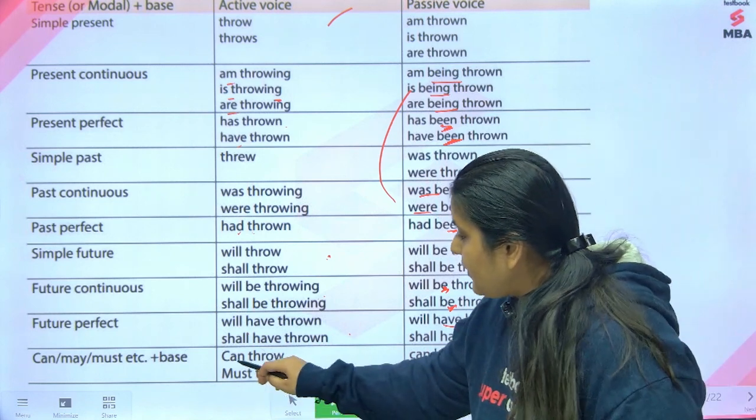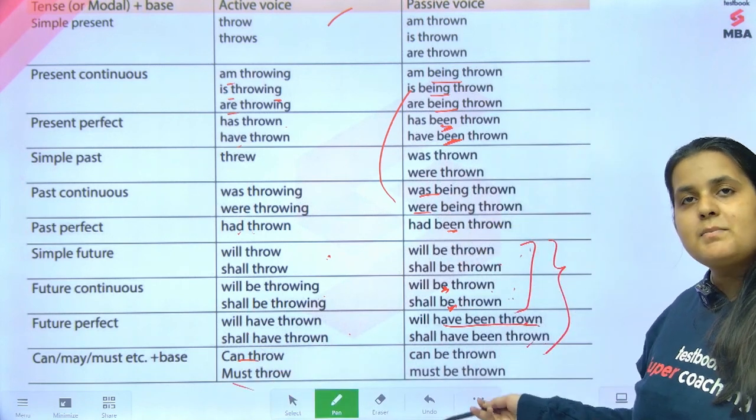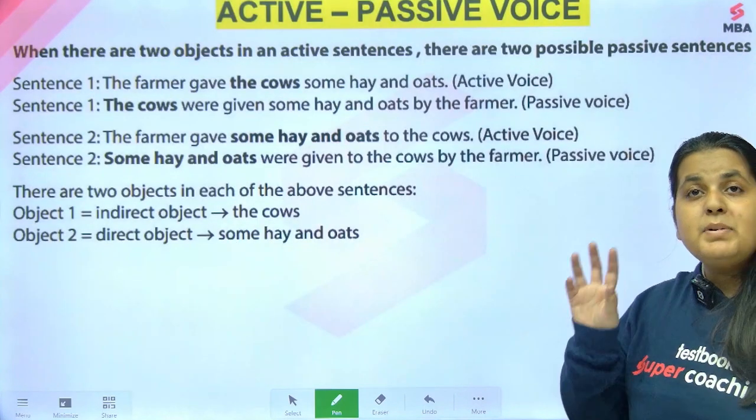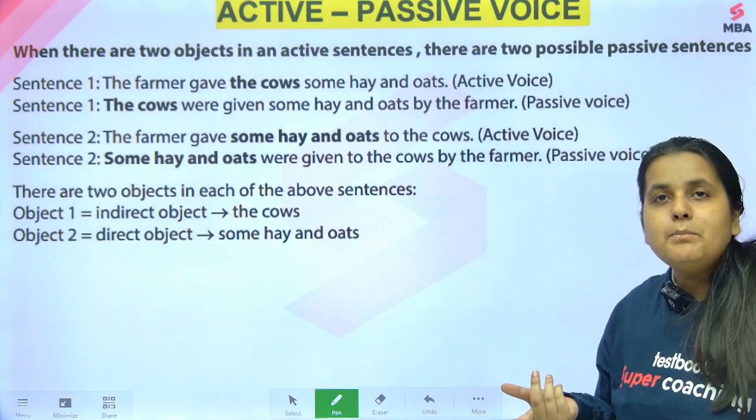Now can throw है, must throw है, shall throw है, shall be thrown, can be thrown, must be thrown, that will change accordingly. So we just have to add the be form. Okay, if it's continuous it will become being, if it's perfect it will become been.